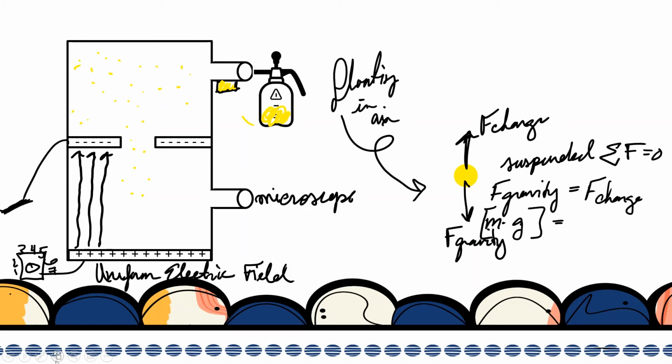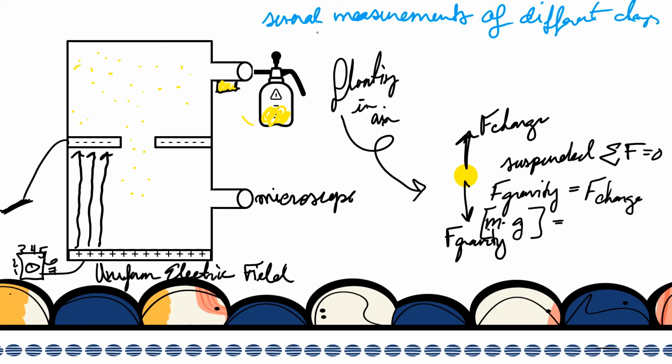Okay. So Robert Millikan and Harvey Fletcher repeated this experiment numerous times, so they were getting several measurements of different charges. So maybe the first time they got 160, and then perhaps the next time they got 480, maybe they got 320, maybe they got 160 times 20, maybe they got 3,200 when they measured the charge on a drop.